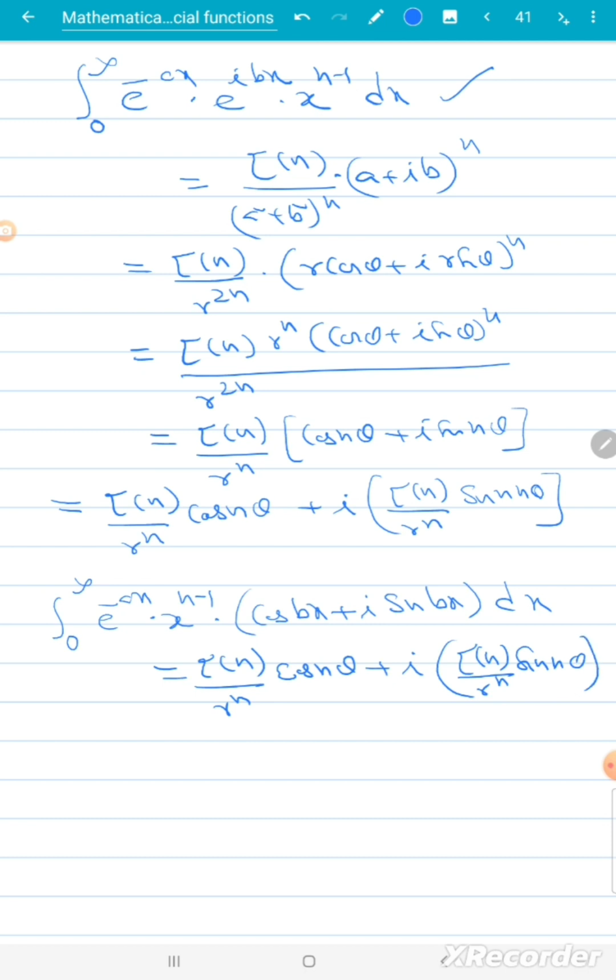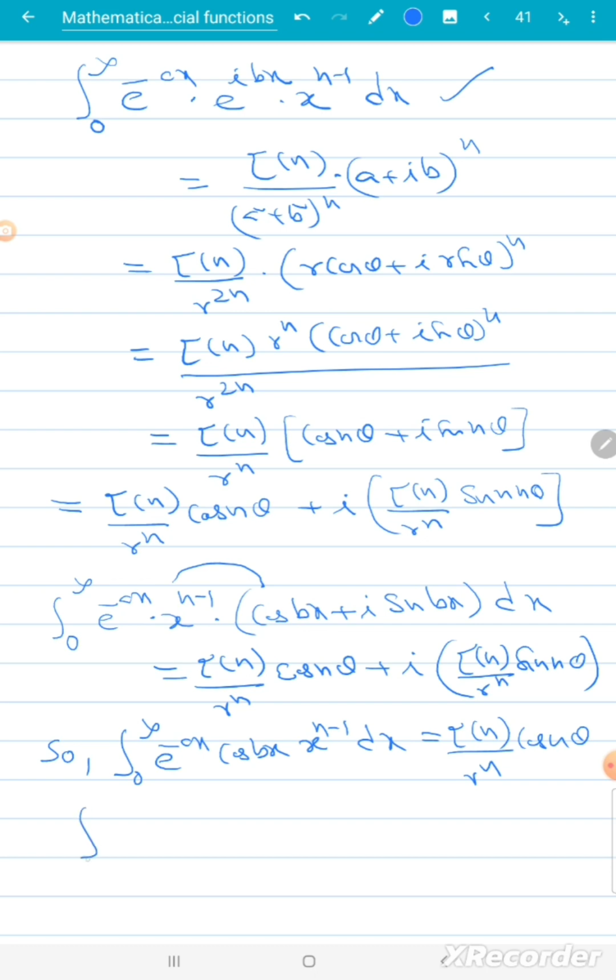Now I compare the real and imaginary parts. In the above, the real part is: the integral from 0 to infinity of e power minus ax into cos bx into x to the power of n minus 1 dx is equal to gamma of n by r to the power of n into cos n theta. Similarly, comparing the imaginary part, the integral from 0 to infinity of e power minus ax into sin bx into x to the power of n minus 1 dx is equal to gamma of n by r to the power of n into sin n theta.